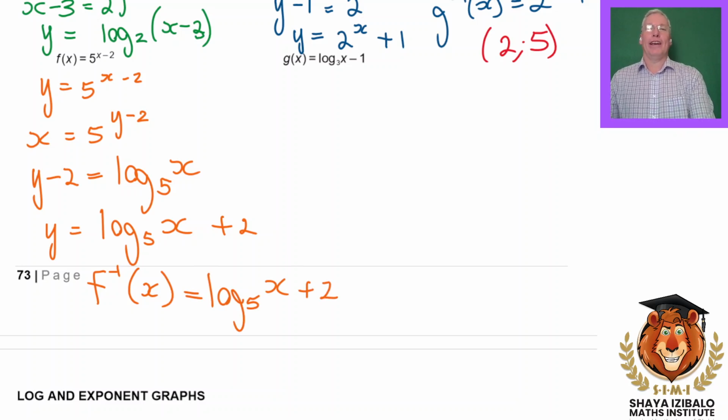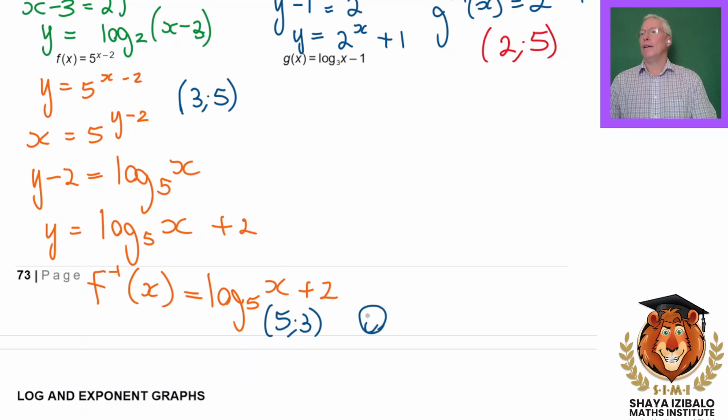Because we can, let's just check what would happen in here if x was 3. If x was 3, we'd get 5 to the 3 minus 2. We get 5 to the 1, we'd get 5. Let's put 5 in here. What happens when you put 5 in here? What do you get out? What's log base 5 of 5? It's 1, plus 2 is 3. When you put 5 into the inverse, you get 3 out. We are definitely right. Okay. That's meant to be a smiley face.